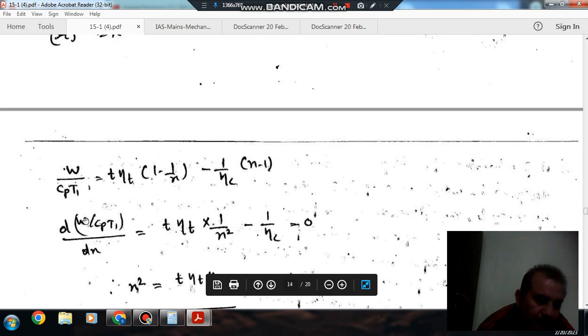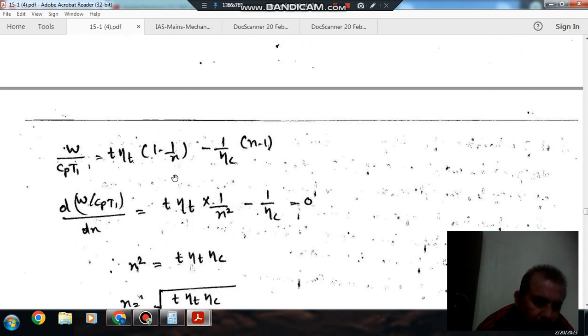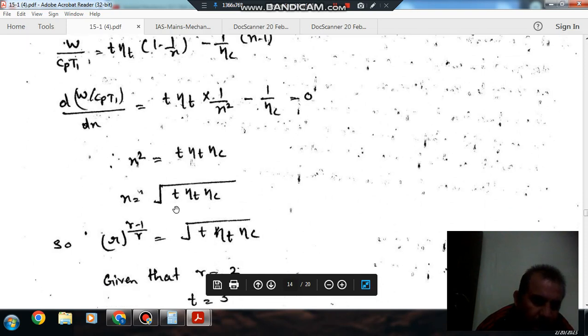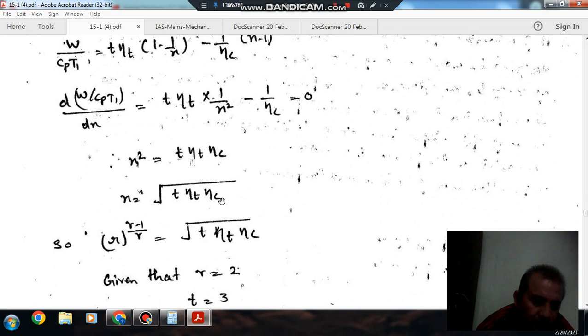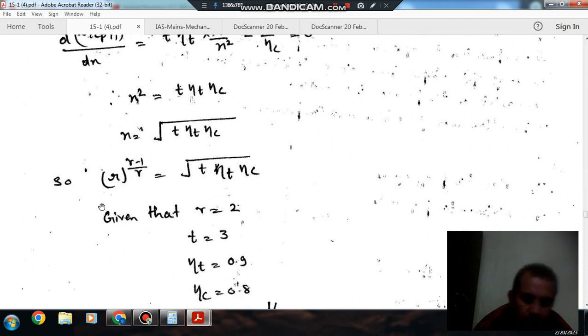Differentiating W by Cp T1 with respect to x, the derivative of the constant is 0, the derivative of minus 1 by x is 1 by x squared, and the derivative of the last term is 1. So x squared will be t times isentropic efficiency of turbine times compressor efficiency. So x is the root of t times the two efficiencies, and x is R raised to the power (gamma minus 1) by gamma.